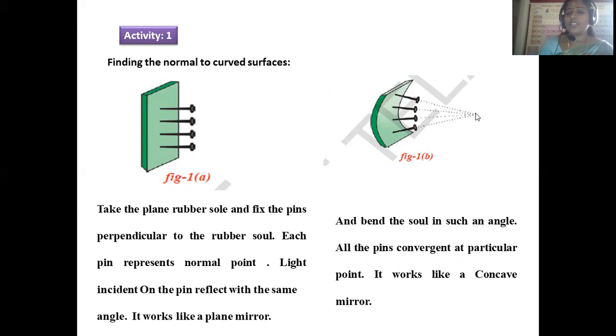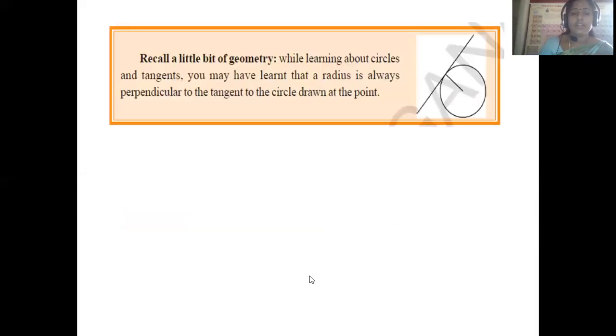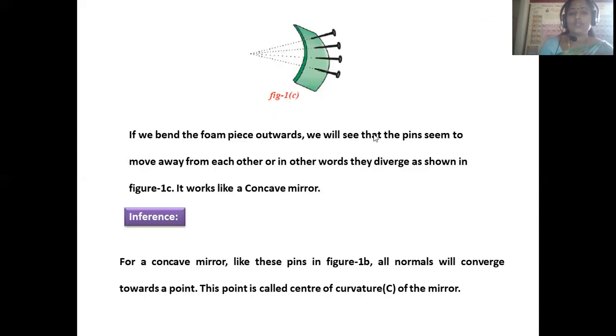So this is called the center of curvature, right? The center of curvature of the mirror is denoted with the point C. So recall a little bit of geometry. That is the main inference you observed in this case. And here divergence of the light is there. That means the rays are moving in different directions in case of a convex mirror, which is observed in the hyperbola type of structure. This is the main inference from this activity.